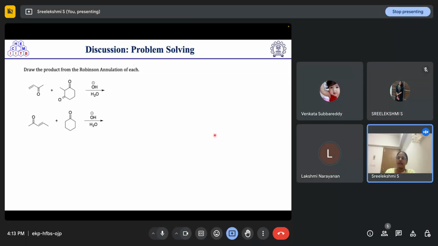Now maybe you can try these reactions. What will be the product of this Robinson annulation reaction? A six-membered ring will come. Yes, a six-membered ring and the double bond with a methyl substituent. So maybe you can try drawing that. I will draw here anyway, and you can cross-check with that.